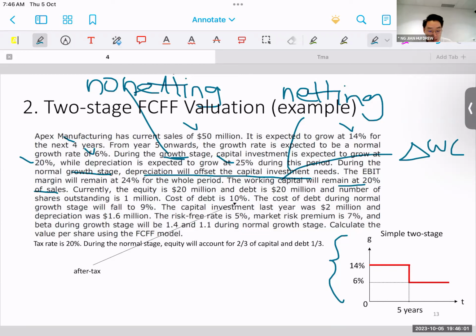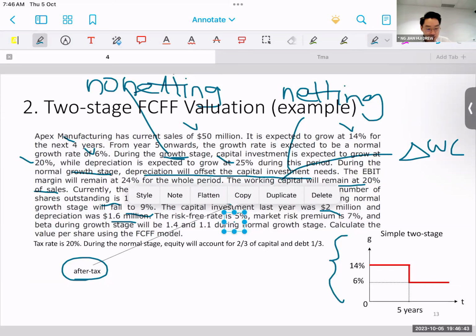Currently, equity is 20 million, debt is 20 million, number of shares outstanding is 1 million. Okay, cost of debt is 10%, and this is after tax. Cost of debt during the normal growth stage will fall to 9%. So that means cost of debt at high growth is 10, normal growth is at 9. Capital investment last year was 20 million. Depreciation was 1.6 million. So now they provided data for last year, right? Why do they do so? So you can calculate year 1, year 2, year 3, year 4, right? Because we know that it's a growth.